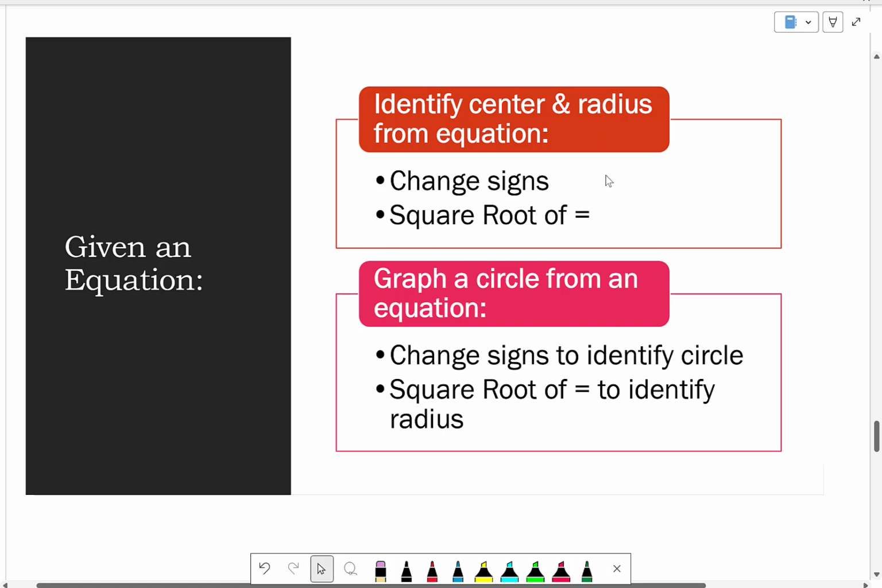So first we're going to do identifying the center and the radius first.